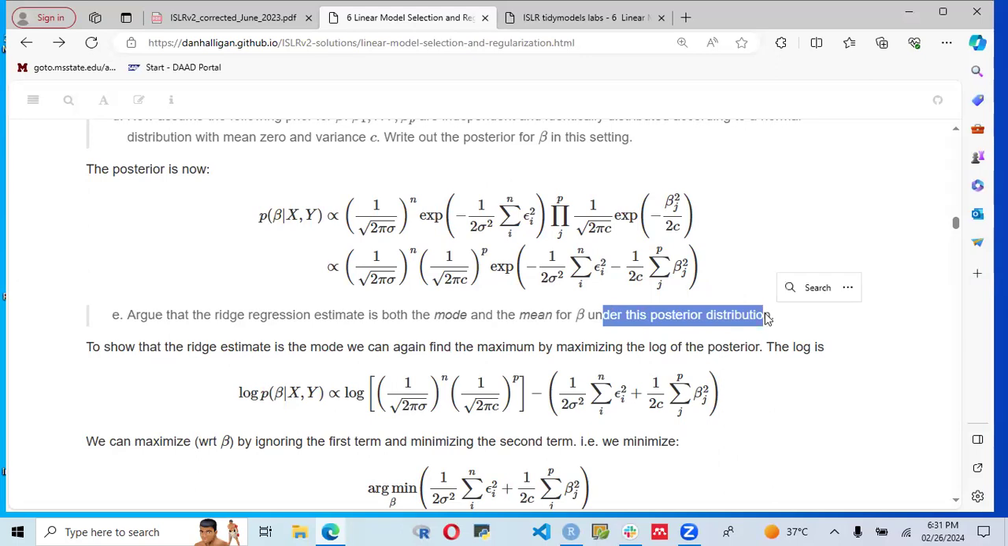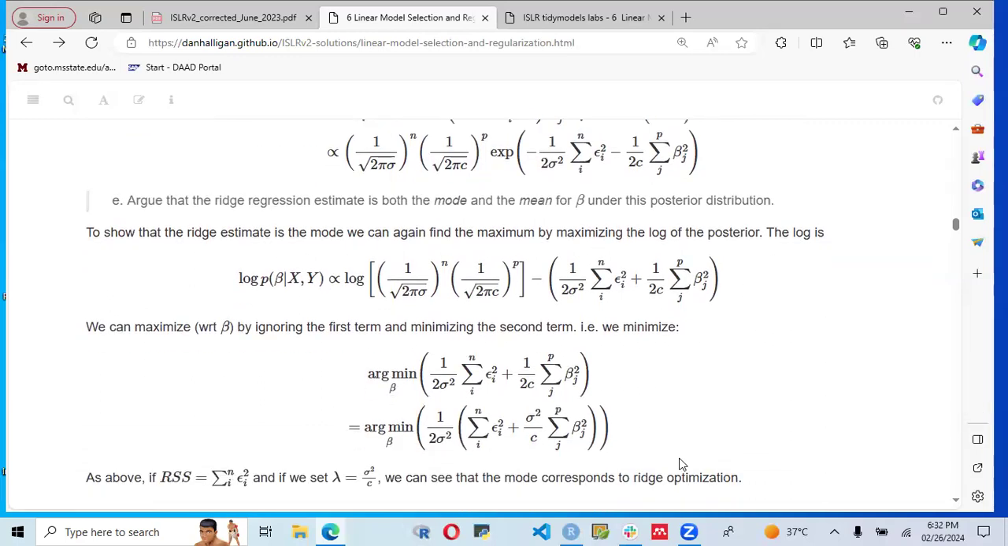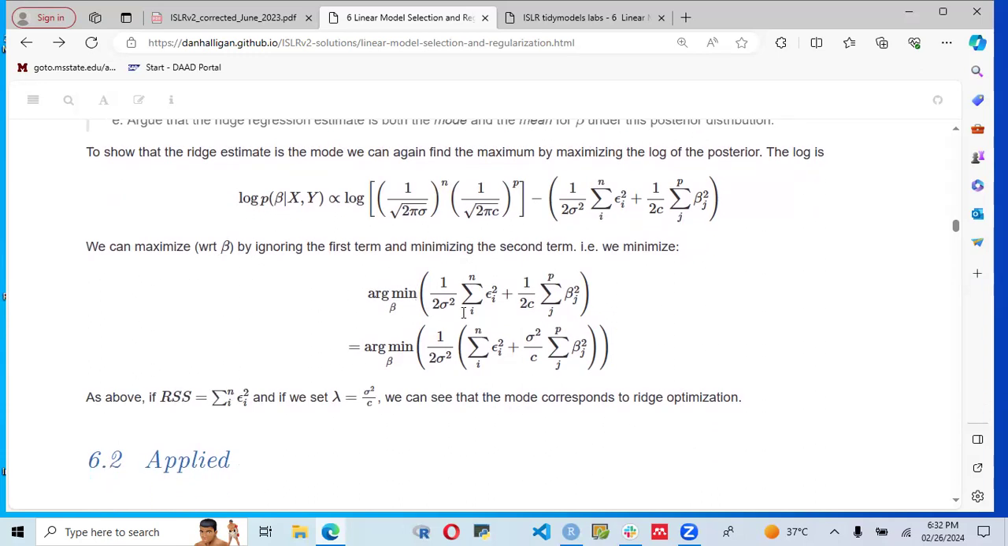So here we can see that to show that the ridge estimate is the mode, we can again find the maximum by maximizing the log of the posterior. The log is given by log of P of beta given X and Y, proportional to log of 1 over square root of 2 pi times lambda epsilon, which is going to give us this equation. They went further to say we can maximize over beta by ignoring the first term and minimizing the second term. That is, we minimize this, as above.